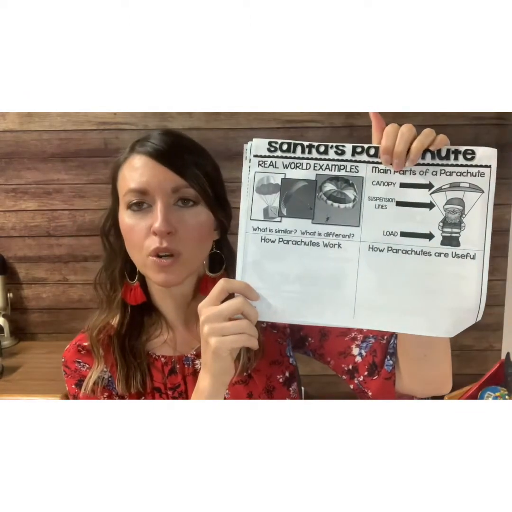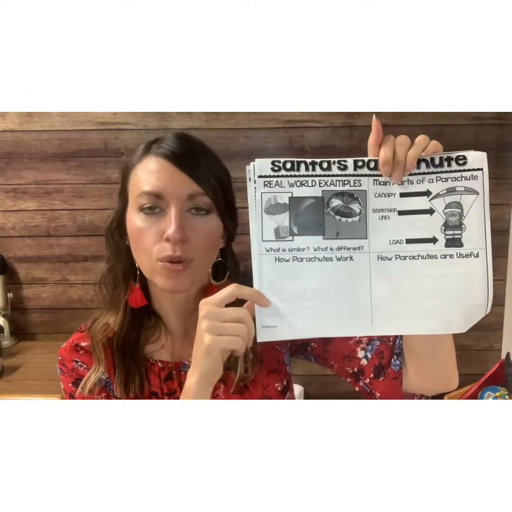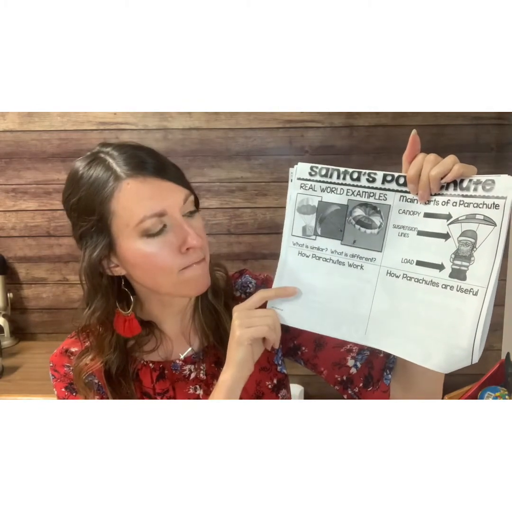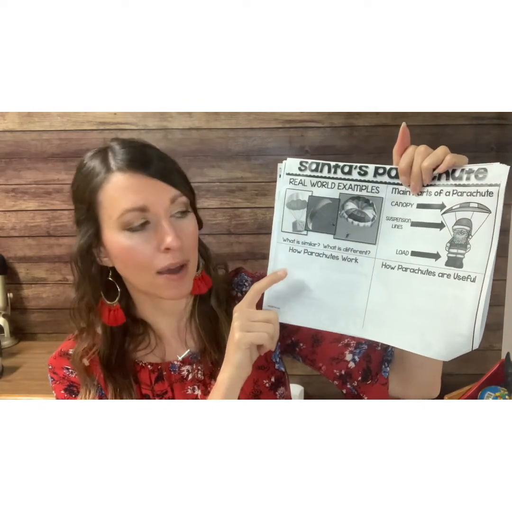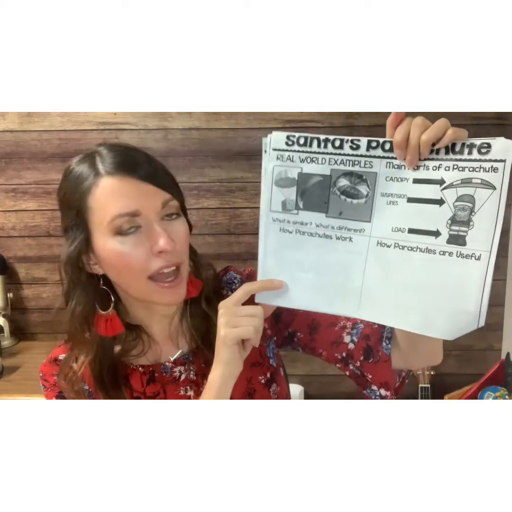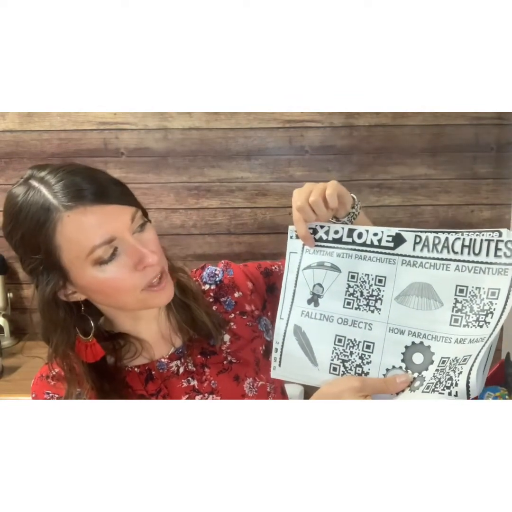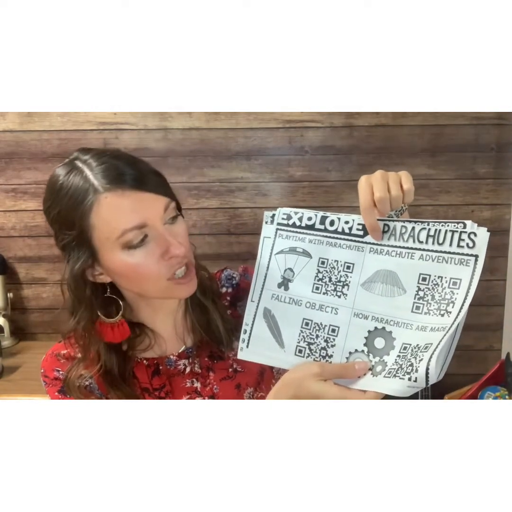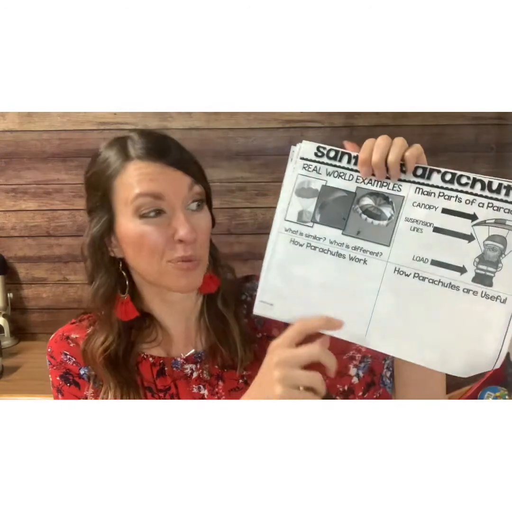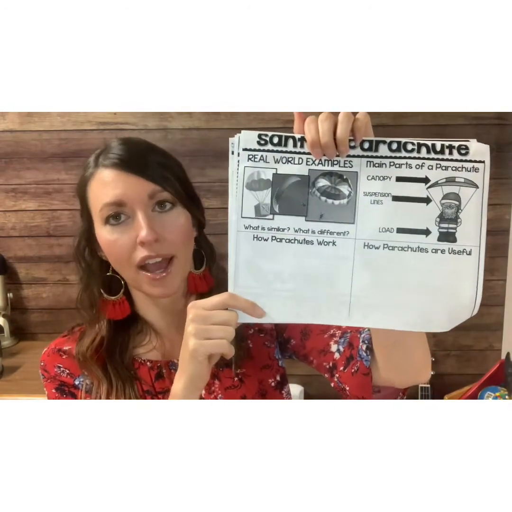How parachutes work. So after watching your QR codes and after learning about the vocabulary words, I want you to write how parachutes work. So you're going to write a little description, which if you look back to your QR codes, look at all of these. Playtime with parachutes, parachute adventure, how parachutes are made, and falling objects. So if you did not watch those, hopefully you did by now, then you may have to rewatch some of them to be reminded on how parachutes work.